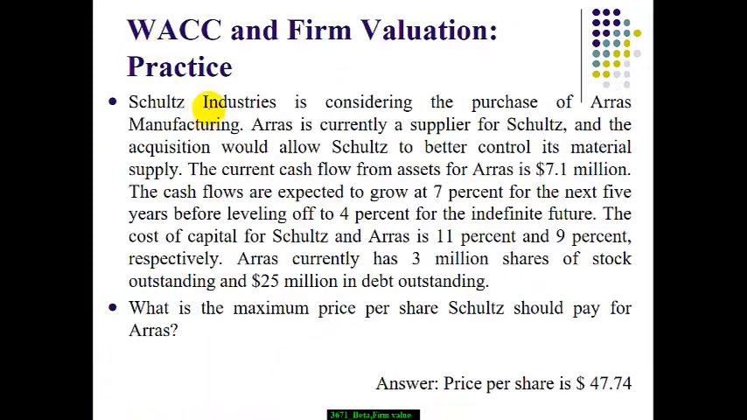Let's look at one practice. The company considers purchasing another manufacturer, currently its supplier. The cash flow, current, not next year, the current, time 0, cash flow from assets is 7.1. They grow by 7% for the next 5 years, then continue at 4% forever. The cost of capital for the two companies is 11% and 9%. Currently, Aris has 3 million shares of stock and $25 million worth of debt. What is the maximum price per share the company should pay for Aris?